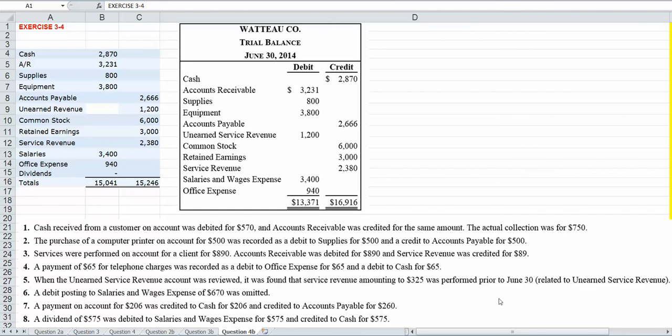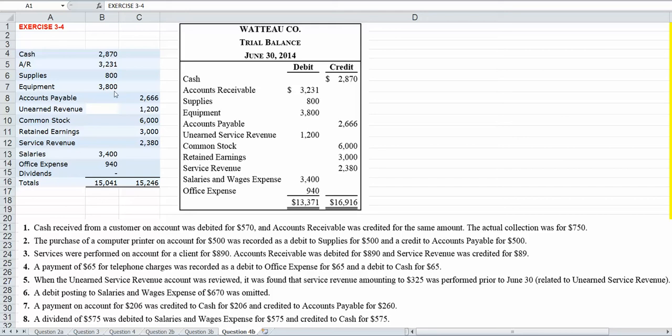In exercise 3-4, we're given a trial balance for the Watto company that's out of balance. And we're told there's been some errors made, and we're given those mistakes down below. And we're also told that on the trial balance everything has its natural balance. So cash shouldn't be a $2,870 credit balance, but instead we should record it as a debit.